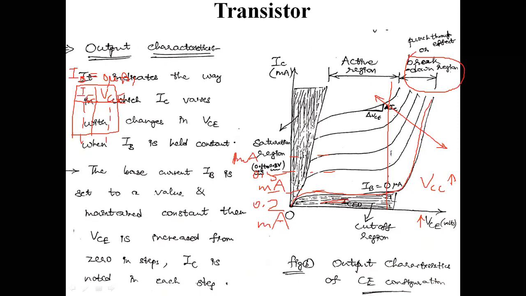Saturation region means both the junctions are in forward bias condition. In the active region, one junction is in forward bias condition and the other junction is in reverse bias condition. In the breakdown region, by applying some reverse voltage beyond a certain limit, punch through of the minority carriers will take place across the junction. Due to that punch through, breakdown of the region may take place, which creates a drastic increase in the collector current. This is for the first curve.